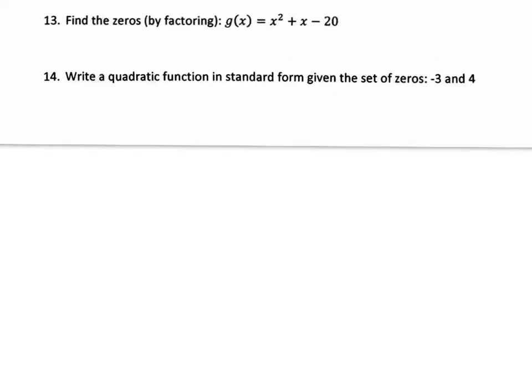Jumping to number 14. That one's really simple. So simple you might get confused because it gives you the zeros, negative 3 and 4. What are zeros?